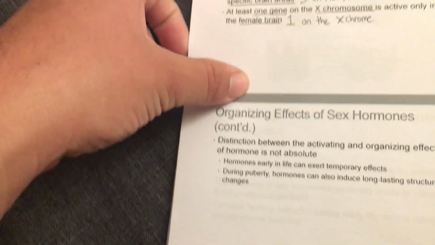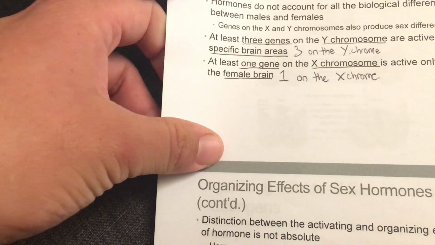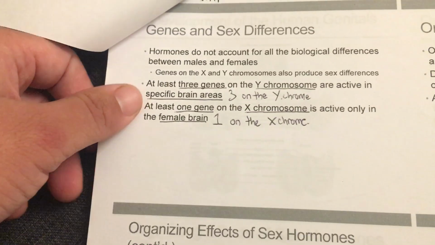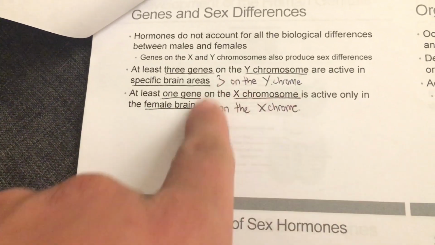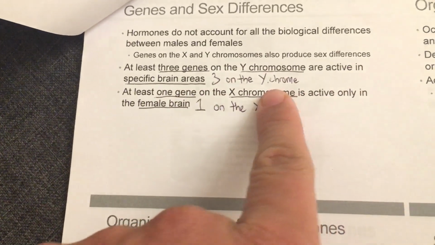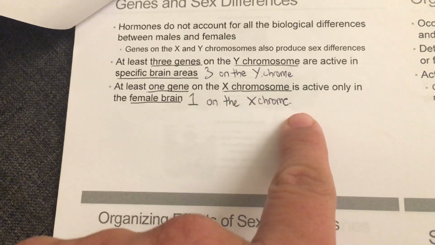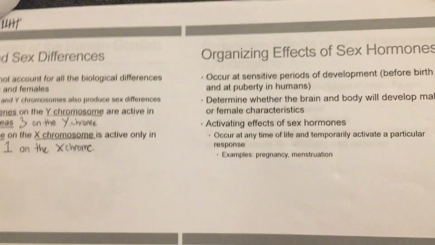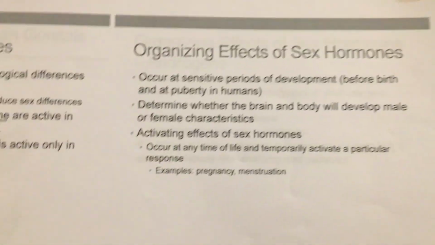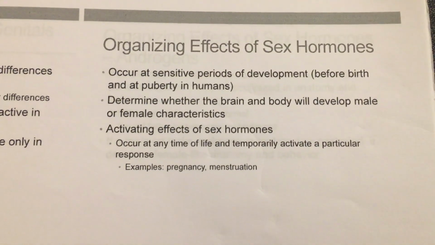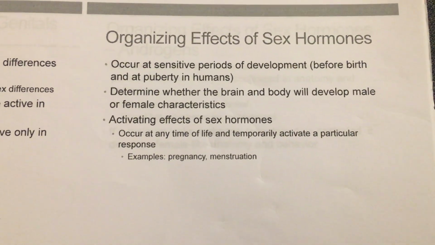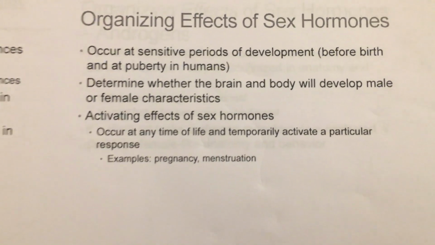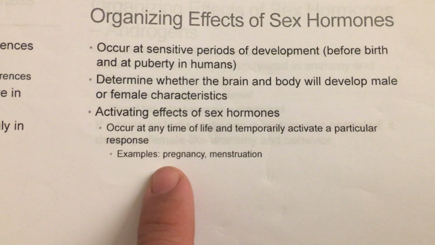Genes and sex differences. Hormones do not account for all the biological differences between males and females. At least 3 genes on the Y chromosome are activated in specific brain areas, and 1 gene on the X chromosome is only active in the female brain. So there is a difference in biology. Organizing effects of sex hormones occur at sensitive periods of development, before birth and at puberty in humans. They determine whether the brain and body will develop male or female characteristics. So there obviously can be differences.